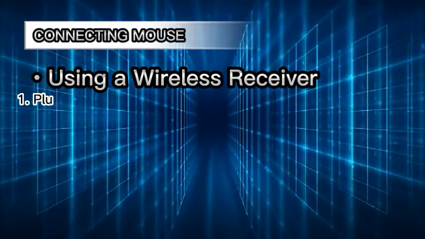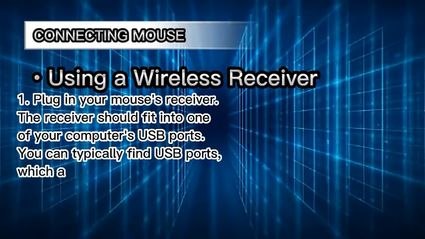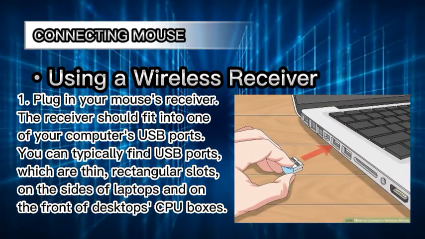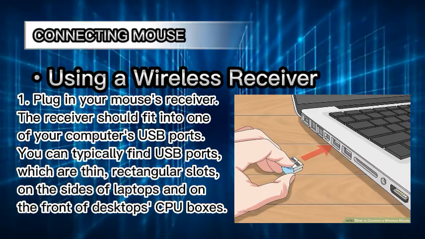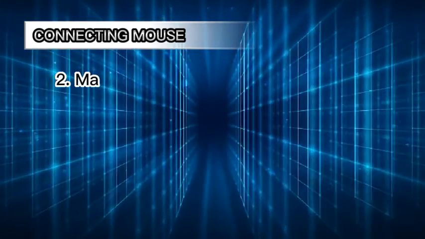Connecting mouse. Using a wireless receiver, plug in your mouse's receiver. The receiver should fit into one of your computer's USB ports. You can typically find the USB ports, which are thin, regular slots, on the sides of laptops and on the front of desktop CPU boxes.